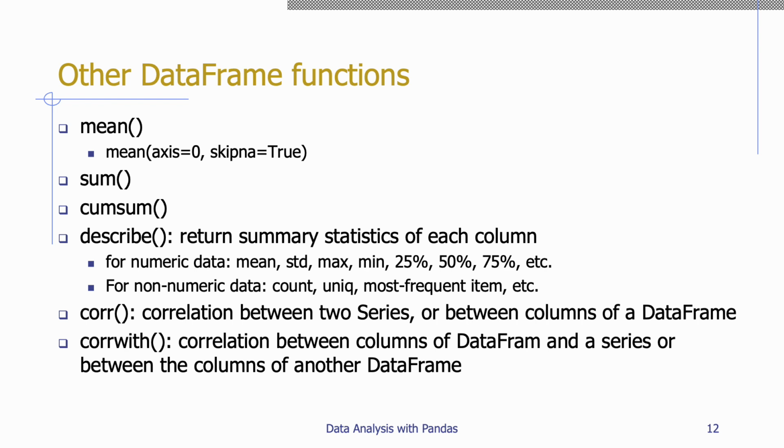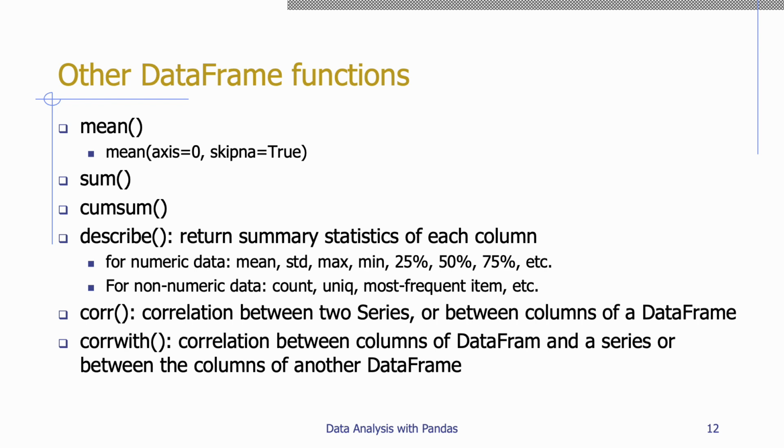Here are some other data frame functions. The mean method returns the mean of the values over the requested axis. Here in this example, we select axis as 0 and we don't consider the data with NaN values when we calculate the mean. The sum method returns the sum of the values over the requested axis. This is equivalent to the method numpy.sum. The cumsum method returns the cumulative sum over a data frame or series axis. It returns a data frame or series of the same size containing the cumulative sum.